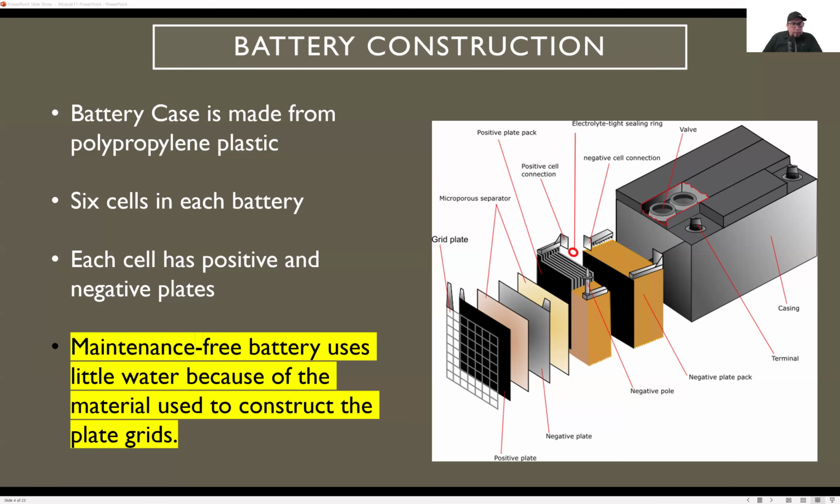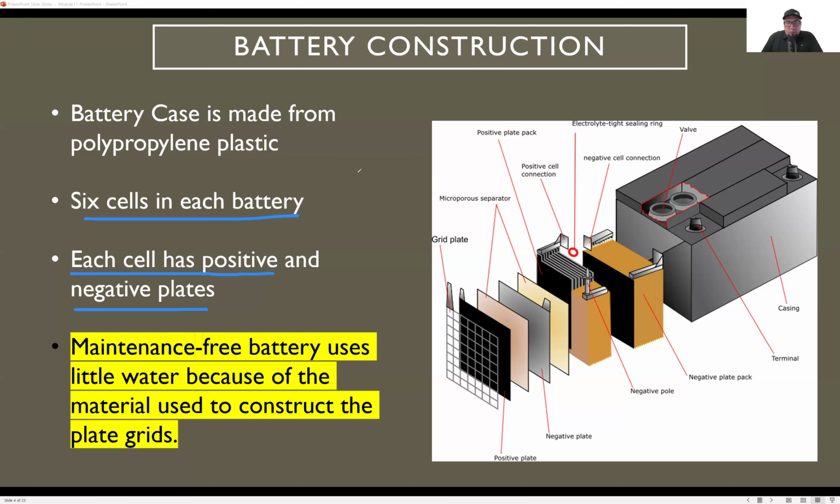A couple of things I do want to point out here is that a battery is 6 cells. Each cell has a positive and a negative plate. If you look at the picture here, you'll see the positive plates are identified in one area, and the negative plates in the other area. We will have a positive, then a negative, a positive, then a negative, and so on. The battery cells, which we will get to, there are 6 of them. There has to be 6.